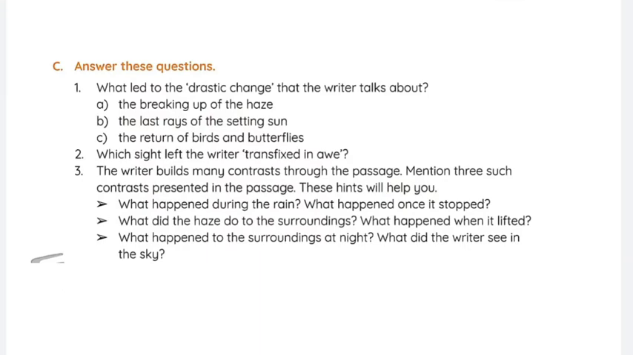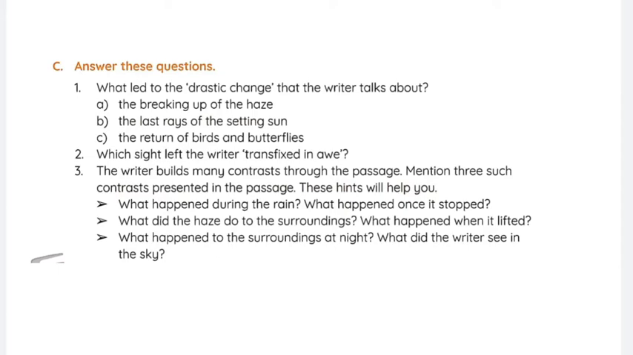And see, children, here we have one more interesting question. The writer builds many contrasts through the passage. Mention three such contrasts presented in the passage. These hints will help you. So here we have the three hints for the contrasts through the passage. So we have to mention them and we have to find them in the passage.